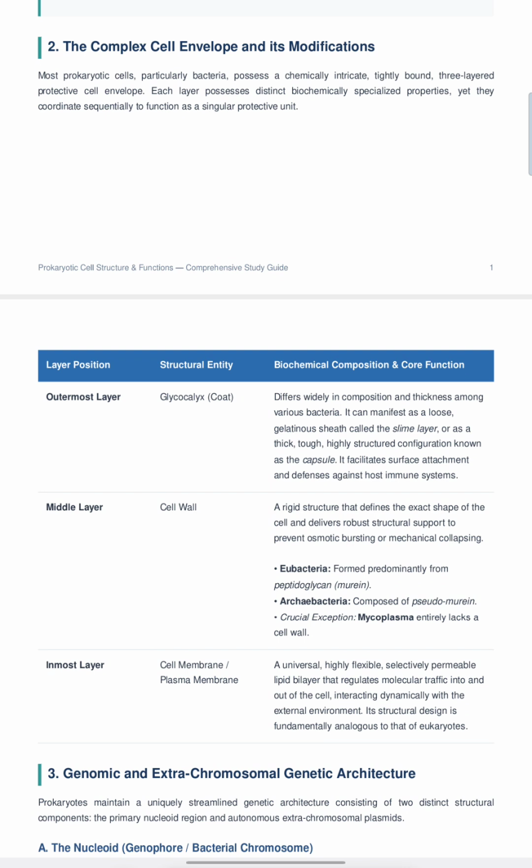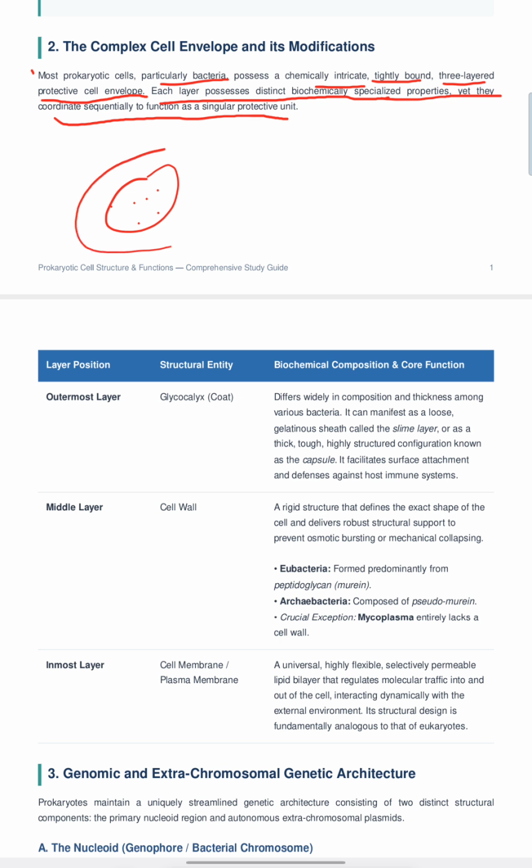Cell envelope means the boundary of the cell, which is called the envelope or membrane, also known as lamella. Most prokaryotic cells, particularly bacteria, possess a chemically intricate, tightly bound three-layer protective cell envelope. Each layer possesses distinct, biochemically specialized properties, yet they coordinate as a functional unit. Suppose this is the cell, this is the nucleus, this is the cytoplasm, and these are some ribosomes and some organelles.